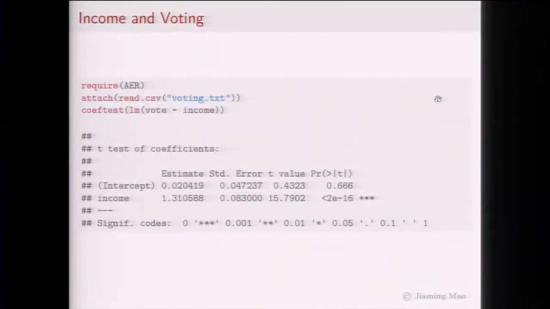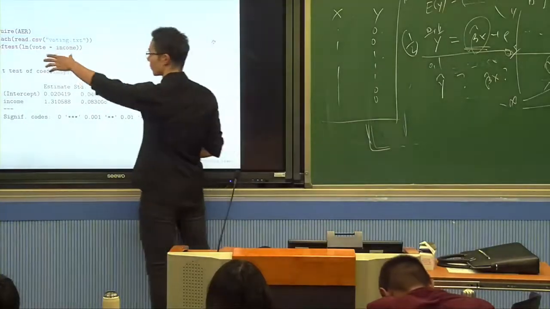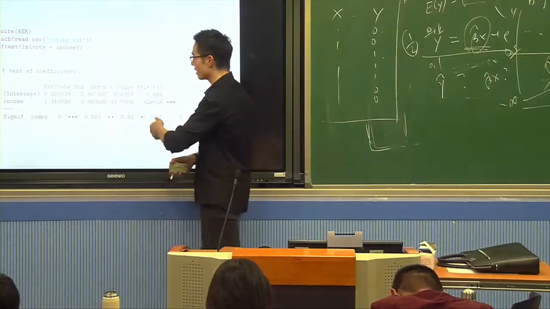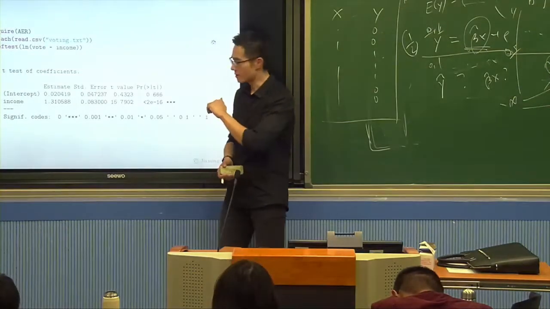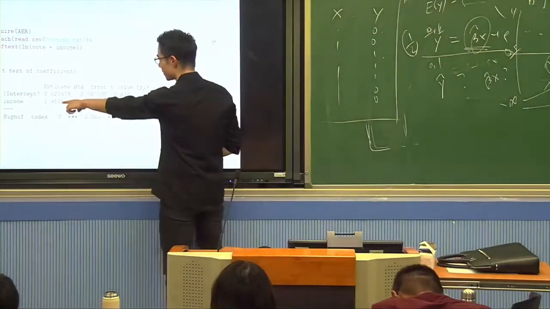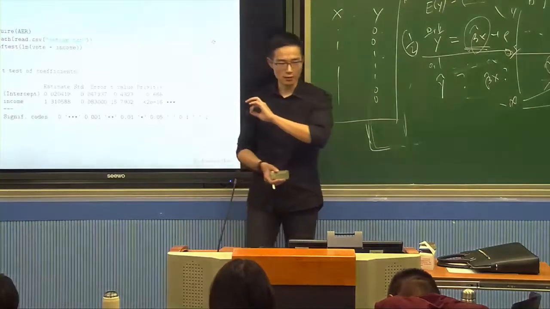What I'm going to do is simply run a linear regression. Vote here, income here, and I get my linear regression results. You can see that income is statistically significant and has a positive effect on whether you vote.